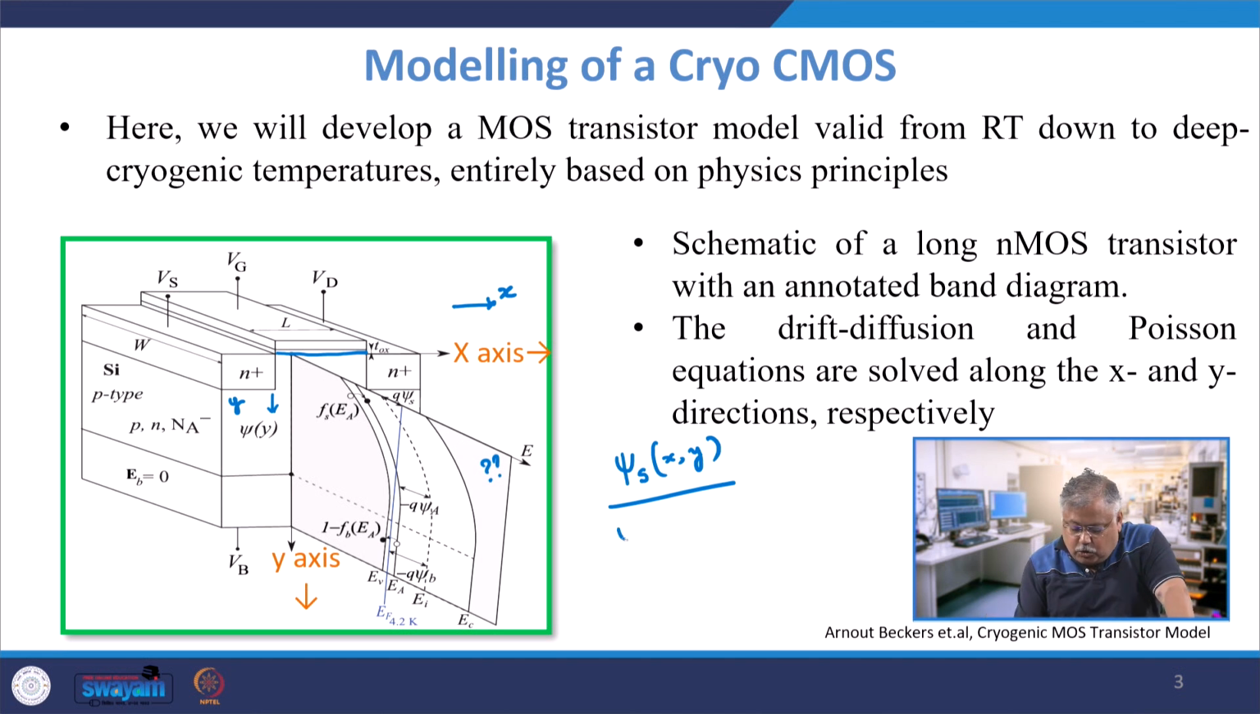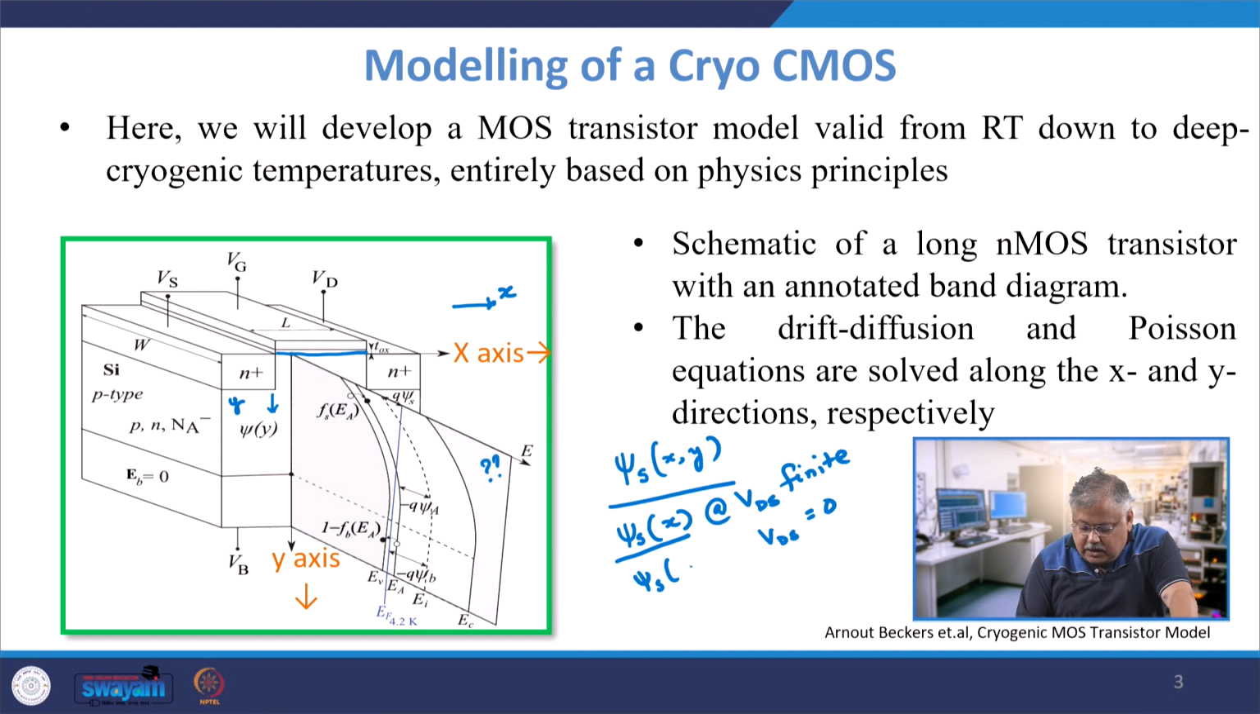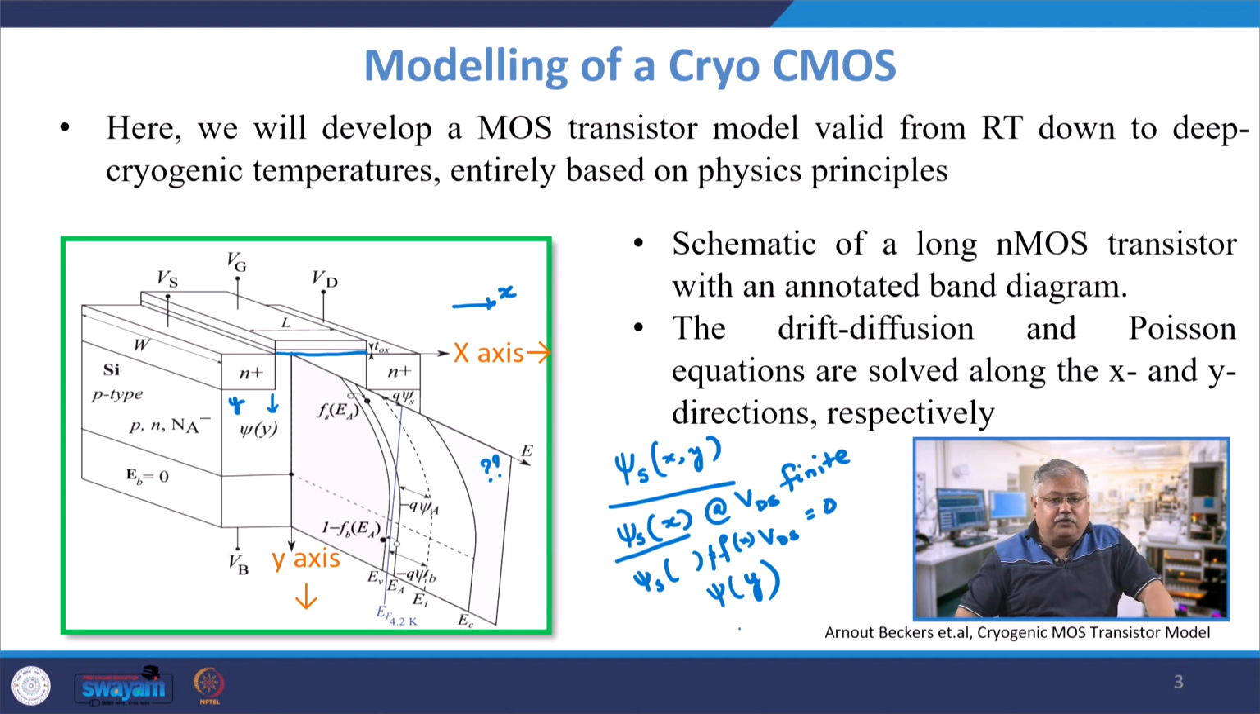Now, we all know that the surface potential psi s is a function of x, y, because you have applied a drain voltage at a finite VDS. When you have a finite VDS, psi s will be a function of x. When VDS equals 0, psi s of x will not be a function of x, and it will be constant. This is the surface potential, and the overall potential is psi, and this is a function of y, which you see.